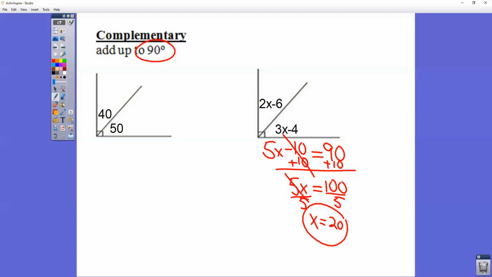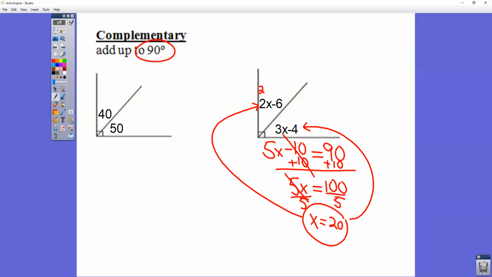Now that you got x equals 20, now we have to take that 20 and sub it back in for x to find our 2 angles. So this says 2 times x. Remember, when a number and a letter are right next to each other, that means times. So that really says 2 times x.